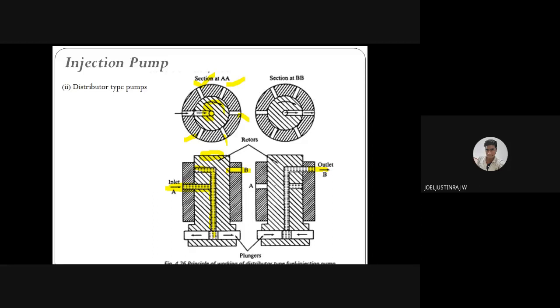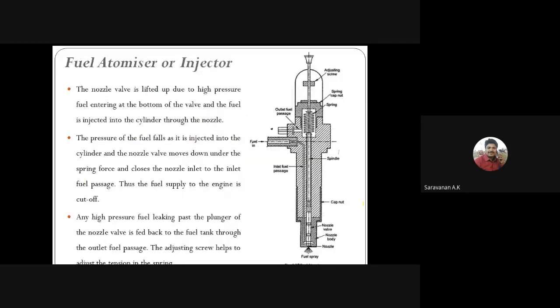Then the fuel atomizer, or an injector. The injection system will have a fuel injection pump and the nozzle. The nozzle is called the injector, right? So here you can see.